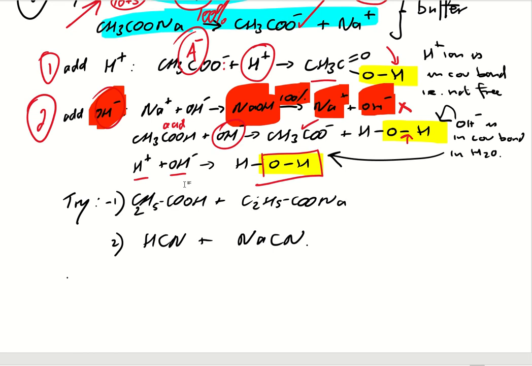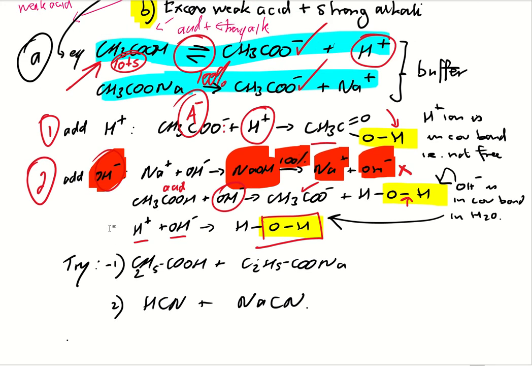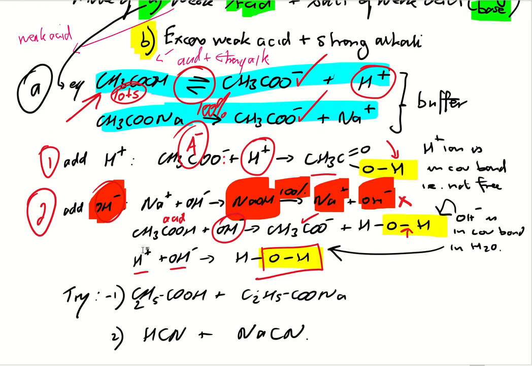Alright, so I've set you a couple to do. I've set you propanoic acid and sodium propanoate, and I want you to do what I did above: write the equation to show how it sets up as a buffer, and then how it removes acid and how it removes alkali. And I've done the same for number 2. You could do the same for HCN and sodium cyanide, which is a weak acid and the salt of a weak acid again.